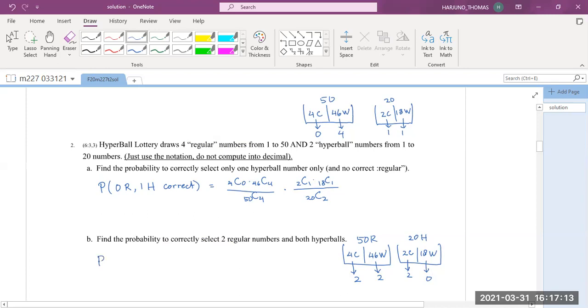Now the probability to have 2 regular and 2 hyperbole correct, that's the probability notation, will be equal to, in combinatorics notation, 4 choose 2 times 46 choose 2 over 50 choose 4, times 2 choose 2 times 18 choose 0 over 20 choose 2.